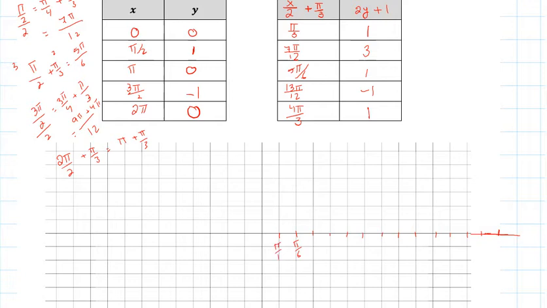3 pi over 12, so that's pi over 4. 4 pi over 12, that's going to be pi over 3. 5 pi over 12. 6 pi over 12, which is pi over 2. 7 pi over 12. 8 pi over 12. I can simplify that, divide both of them by 4. No, actually 8 pi over 12, sorry. If I divide both of them, it's going to be 2 pi over 3.